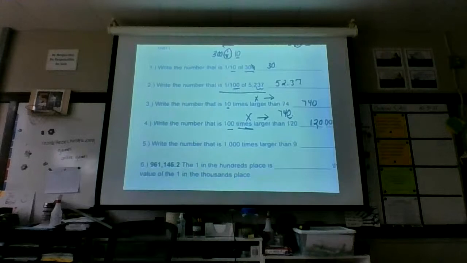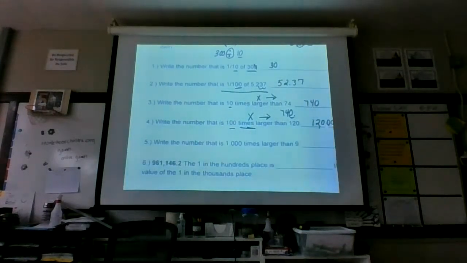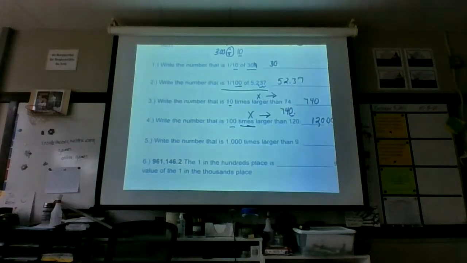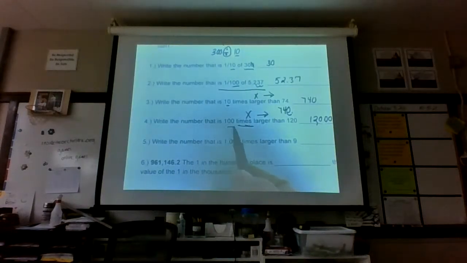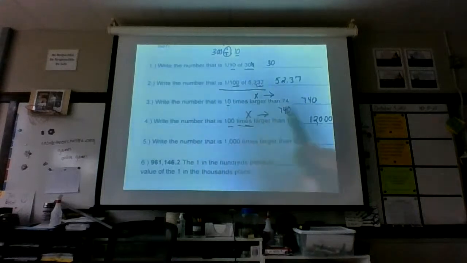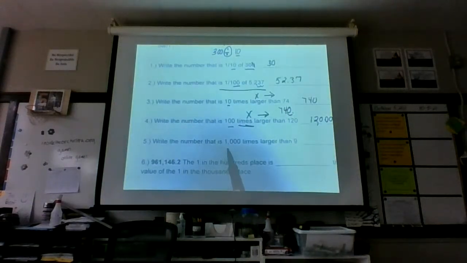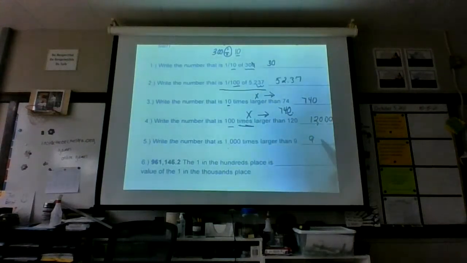That's a comma. Okay. So if we're multiplying by 100, we add 2 zeros. We multiply by 10, we add 1 zero. If we multiply by 1,000, we add 3 zeros. So that's a 9 with 3 zeros on it. Right?